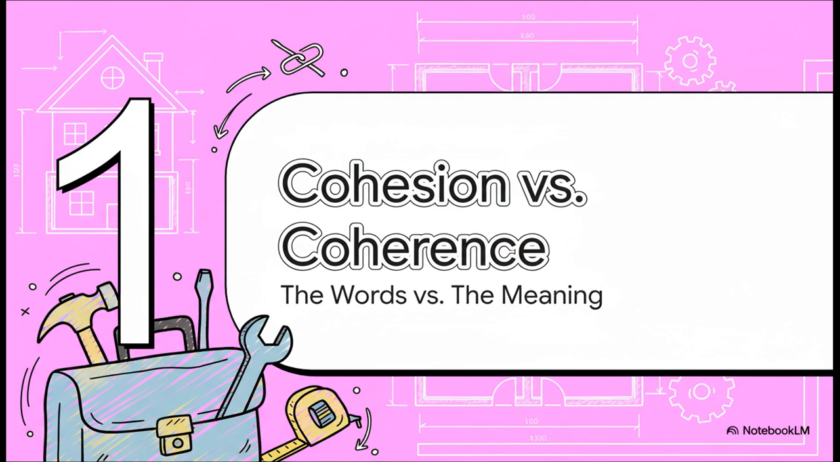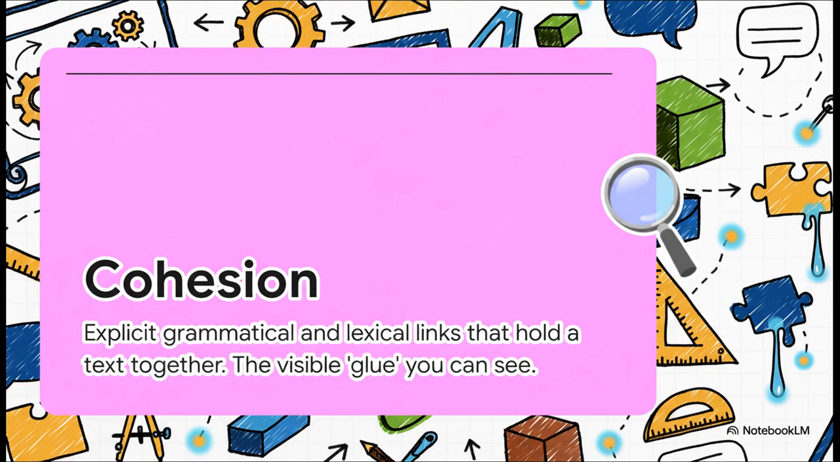All right, first things first, let's get our terms straight. Really understanding the difference between cohesion and coherence is a total game changer. It's what separates good writers from great ones, and it's basically the difference between the words on the page and the overall meaning in your head. So cohesion is all about the stuff you can literally point to on the page. It's the visible glue. It's the grammar and the vocabulary choices that physically ties sentences and ideas together.